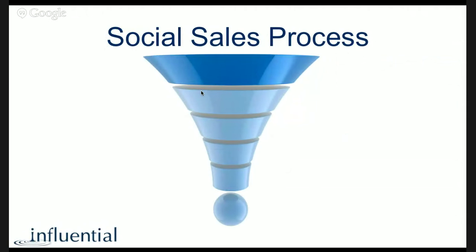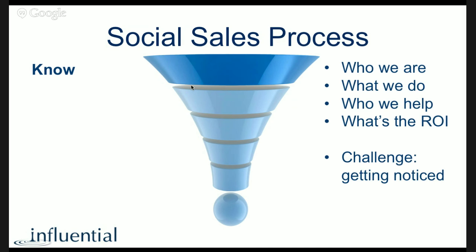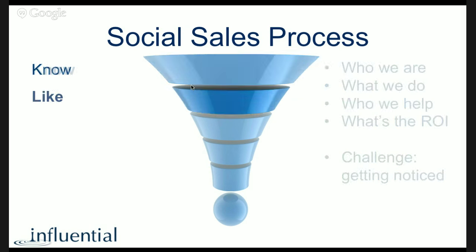So I'll just recap this social sales process. This was the second step, and this is really the steps your client goes through in the relationship. As I've said many times already, first they need to get to know you: who we are, what we do, who we help, and what the ROI of working with us is. At this stage, we just want them to become aware of us and for us to be noticed.